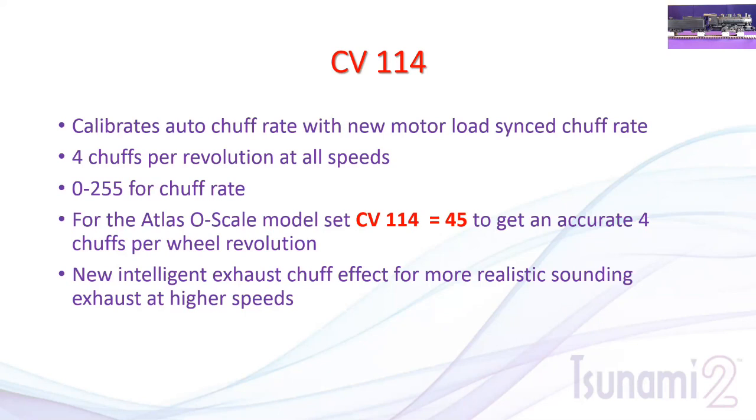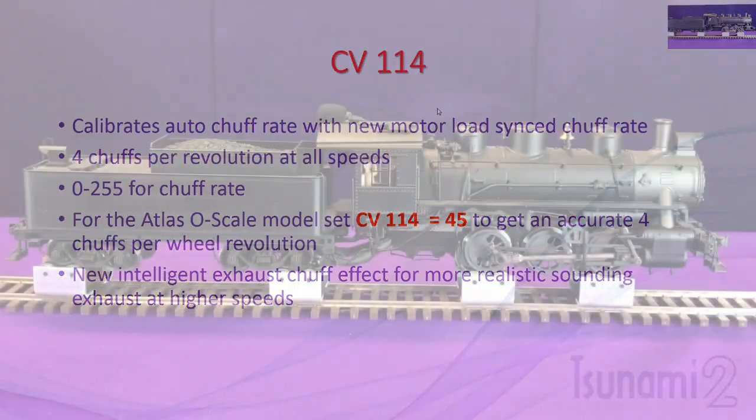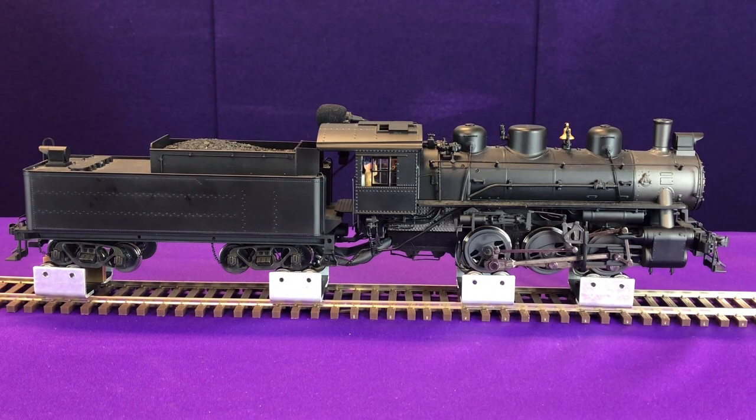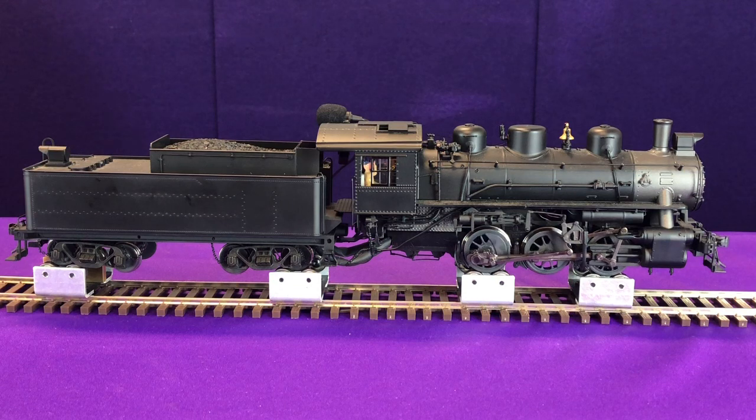Real quick, we're going to do a quick simulation on how we would set the chuff rate. So we're going to get this guy moving here at about speed step 5. And we can see that we're not getting 4 chuffs per revolution. We need to speed the chuff rate up a little bit. So we're going to go ahead and take CV114. It's defaulted at 57, so we're going to set it to a value of 50 and see how that sets.